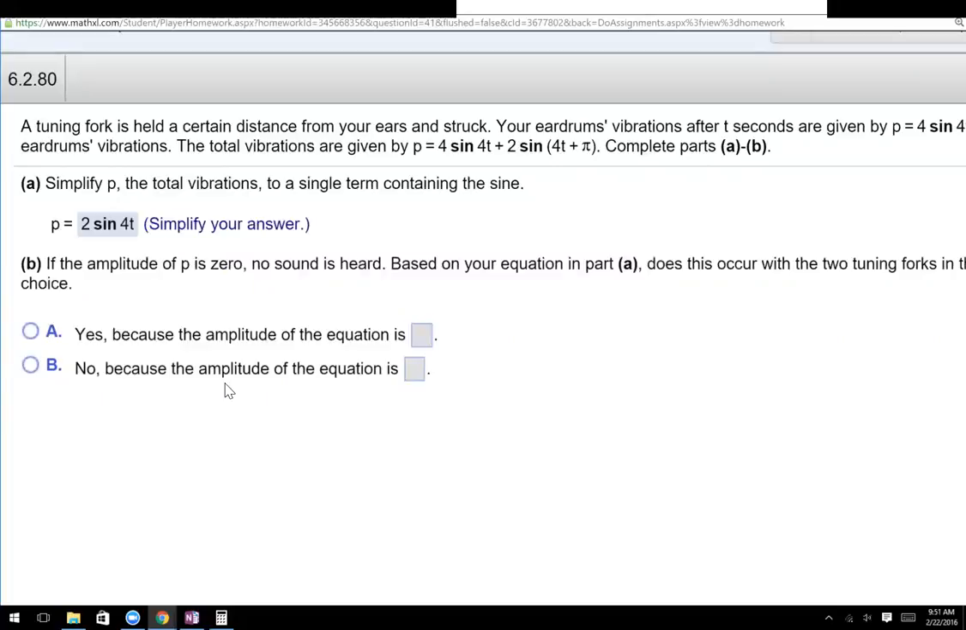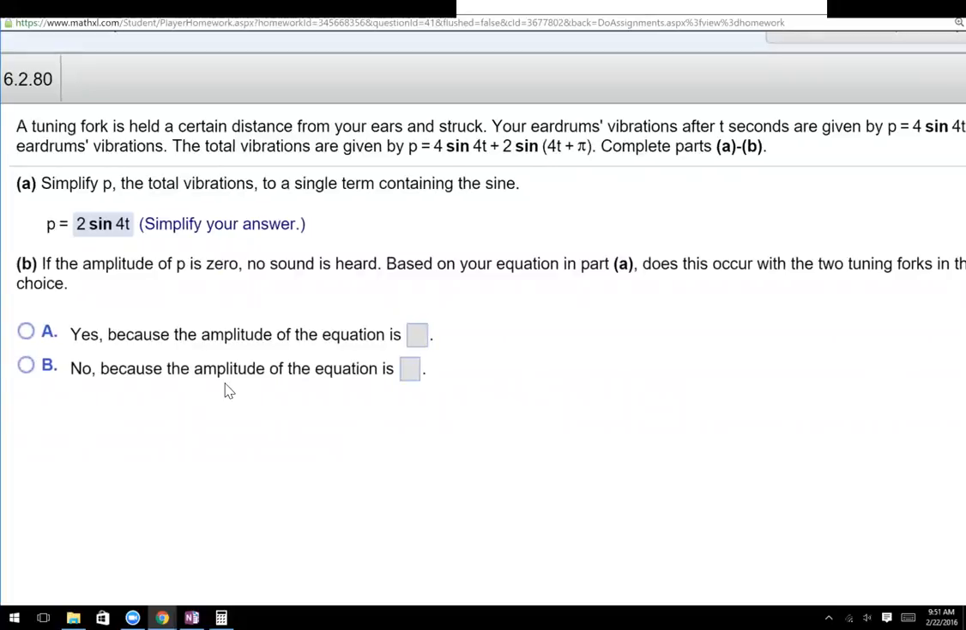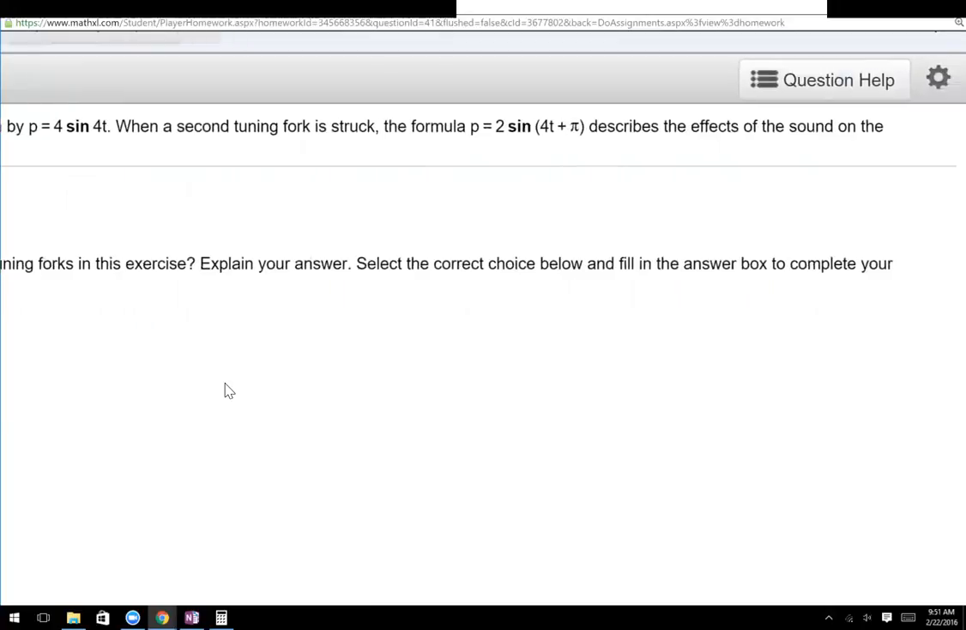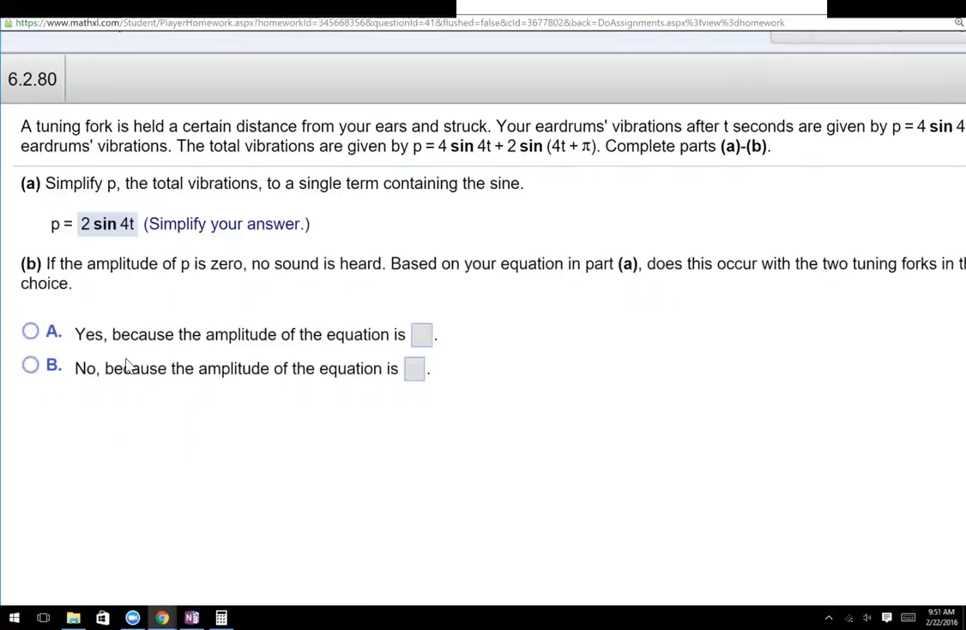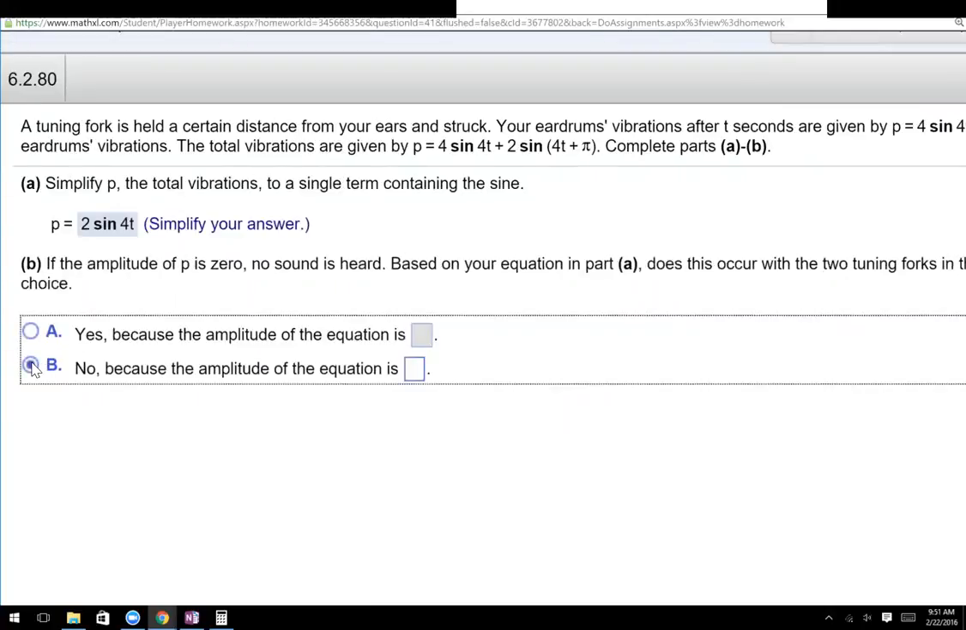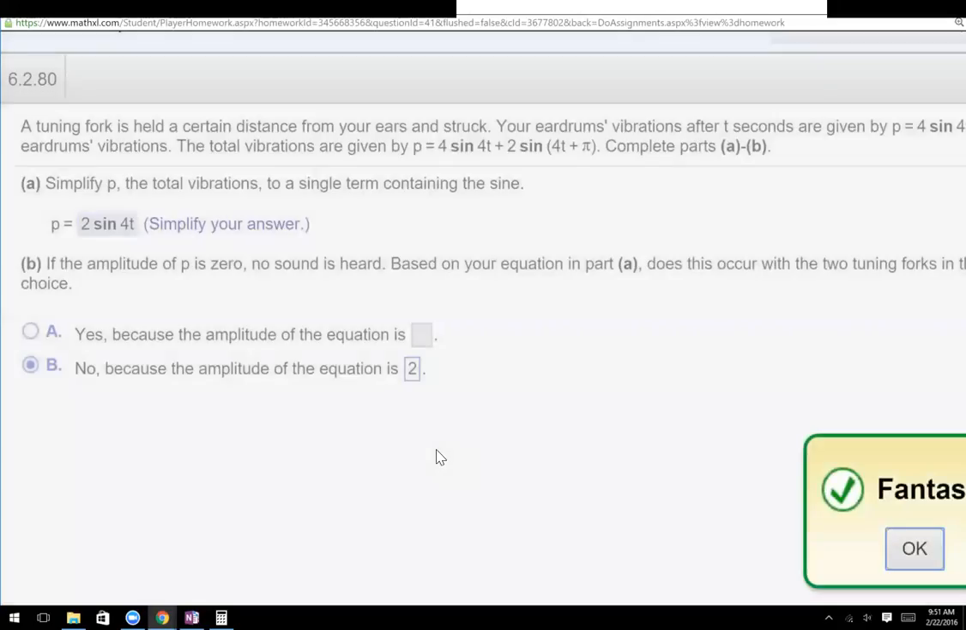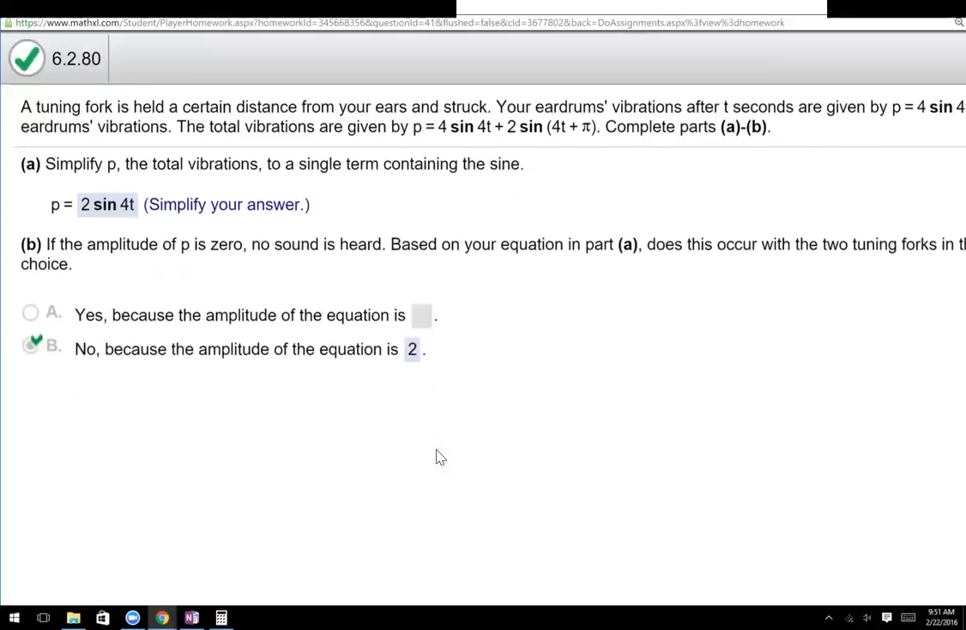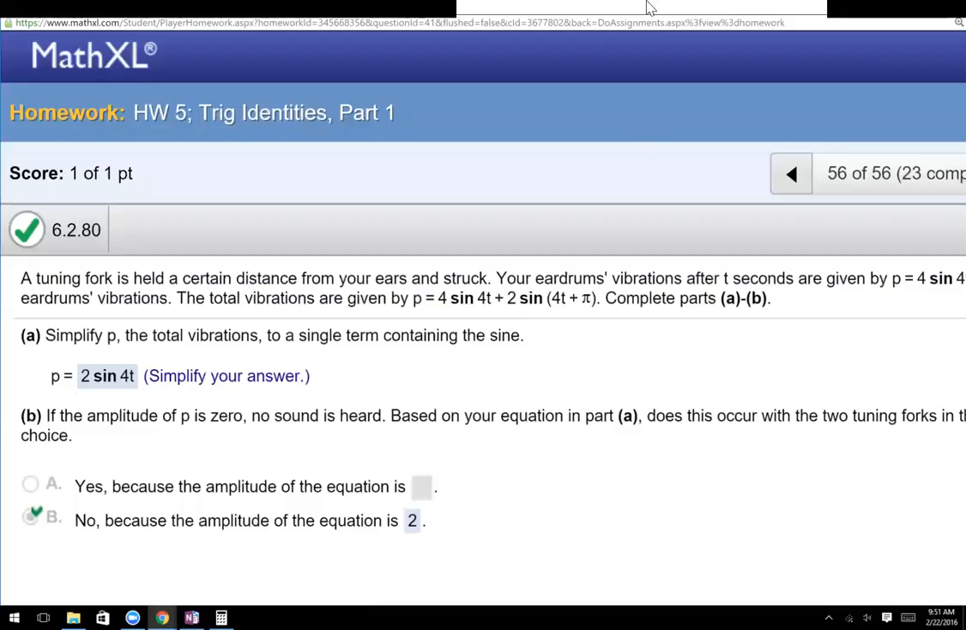If the amplitude is 0, no sound is heard. Does this happen? No, because the amplitude of the equation is 2. Okay, that was it. Cool.